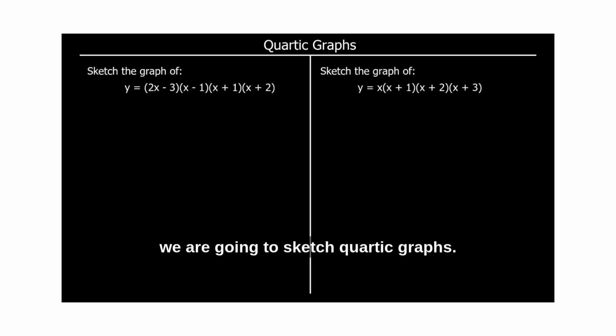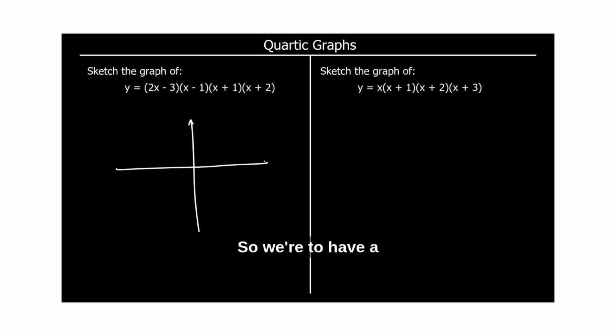In this video, we are going to sketch quartic graphs. A quartic is where the highest power of x is 4. So it's x to the power of 4 graphs, and they can cross the x-axis up to 4 times. So we're going to have a shape that crosses up to 4 times.